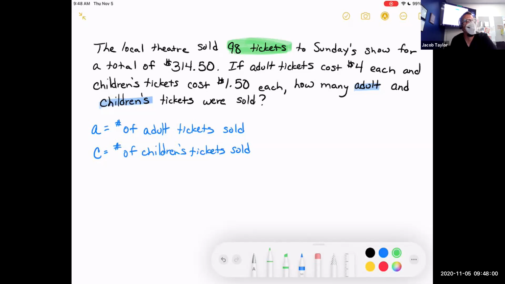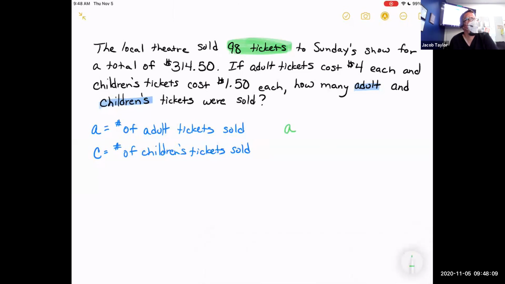But I know if I took all of the adult tickets and all of the children's tickets and I counted how many there would be, it would be 98. So I can do the number of adult tickets, which was A, added to the number of children's tickets, which was C, should give me a total of 98 tickets.